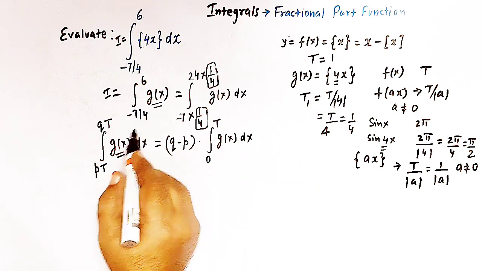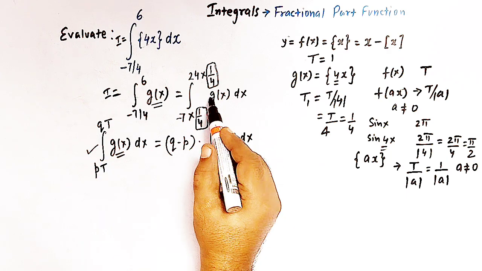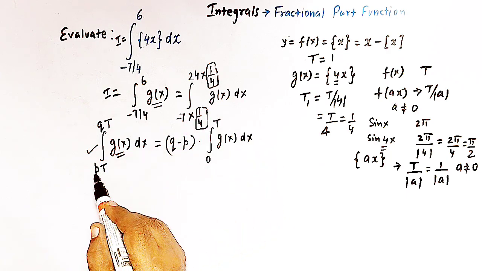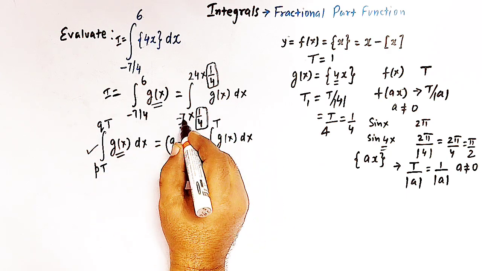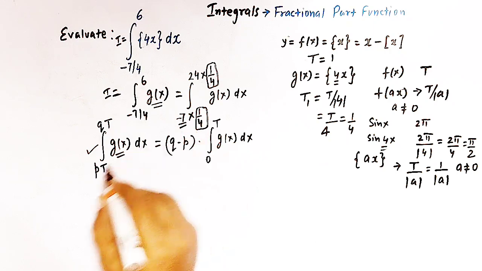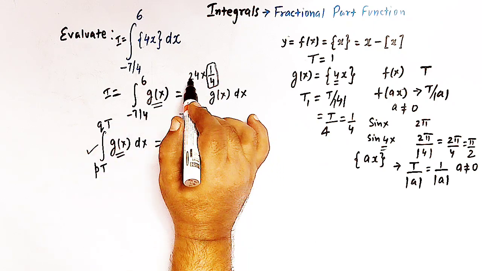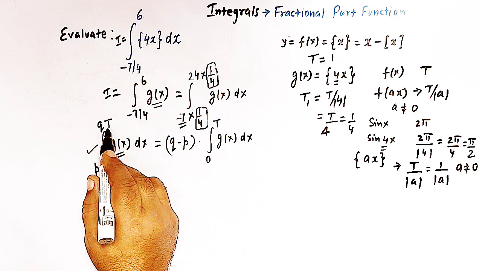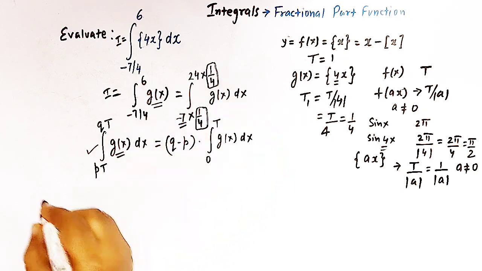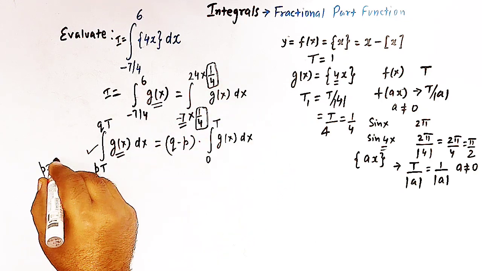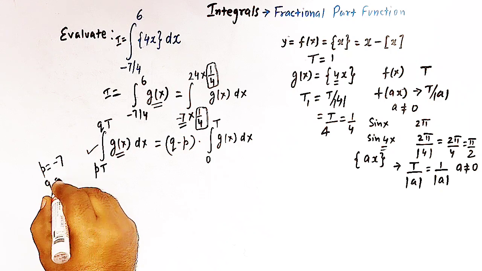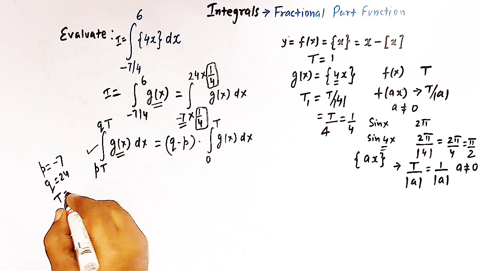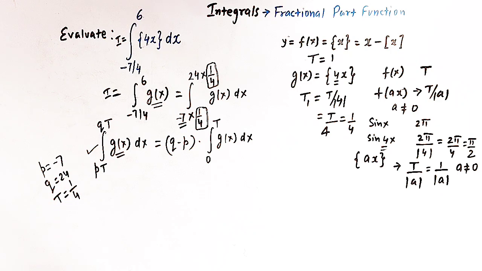So now if we compare this integral with this one, then here the value of p is minus 7, the value of q is 24, and t is 1 by 4. So p is minus 7, q is 24, and t is 1 over 4, right?